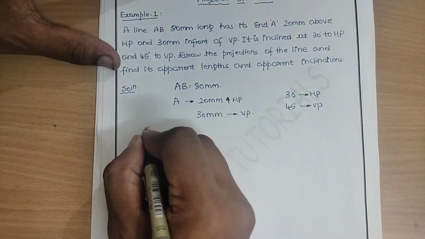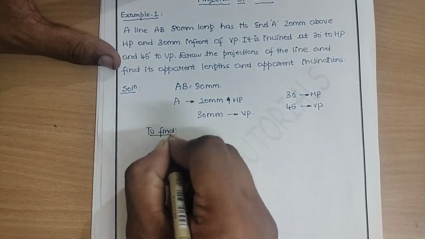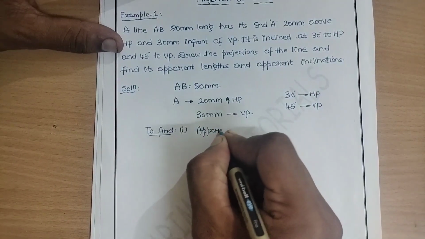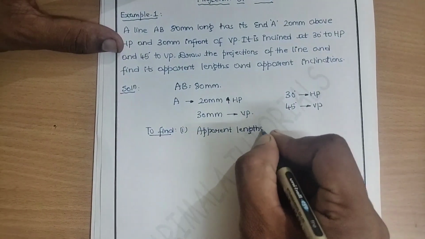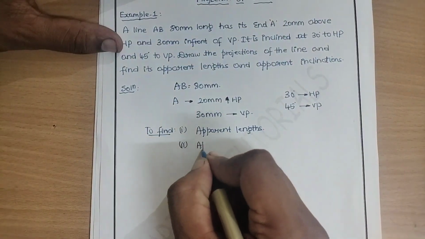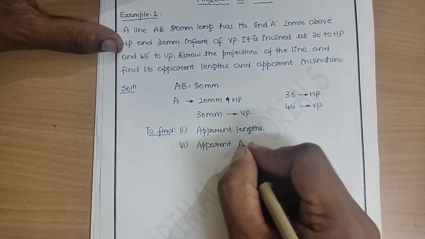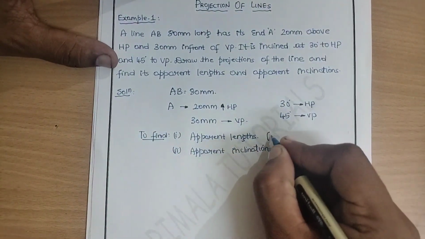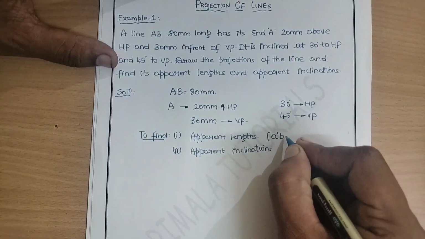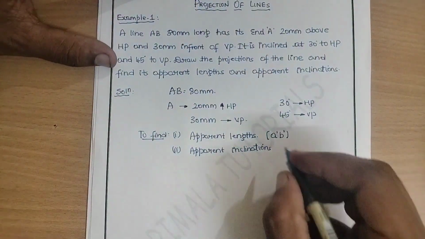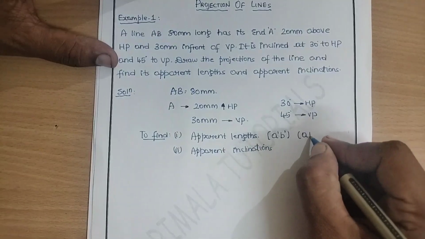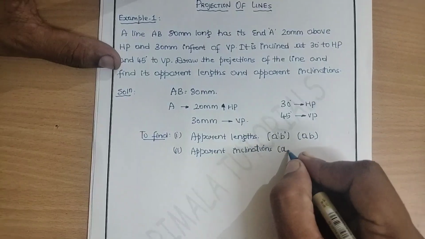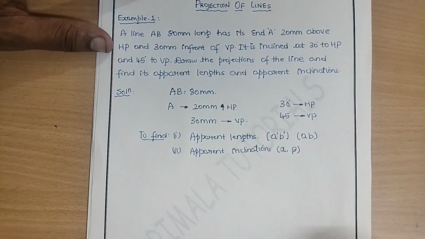So what is it that we are supposed to find out? We are supposed to find out two things here. The first one is the apparent length. The second one is the apparent inclinations. Apparent lengths means I want to find out A dash B dash and AB, one in front view, one in top view. Apparent inclinations means I want to find out the value of alpha and beta.